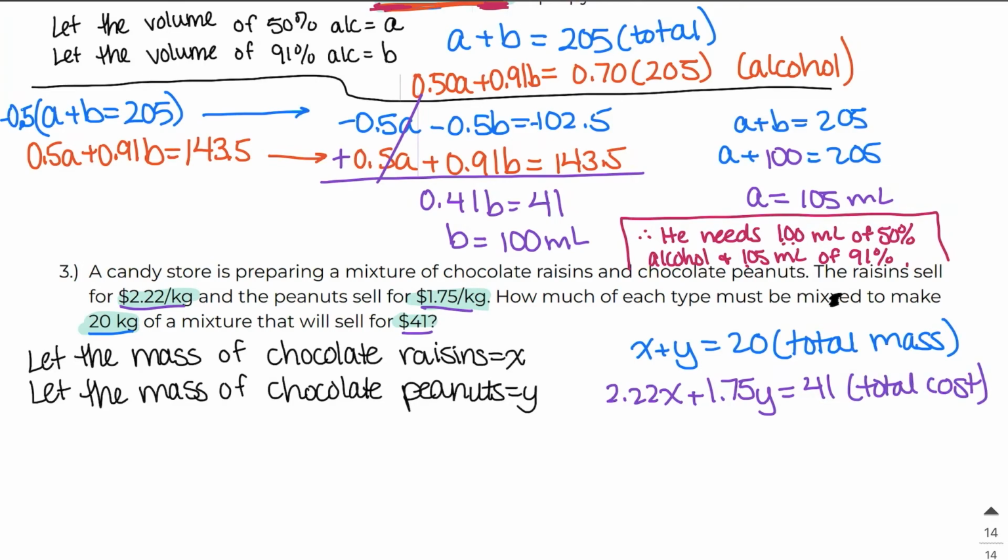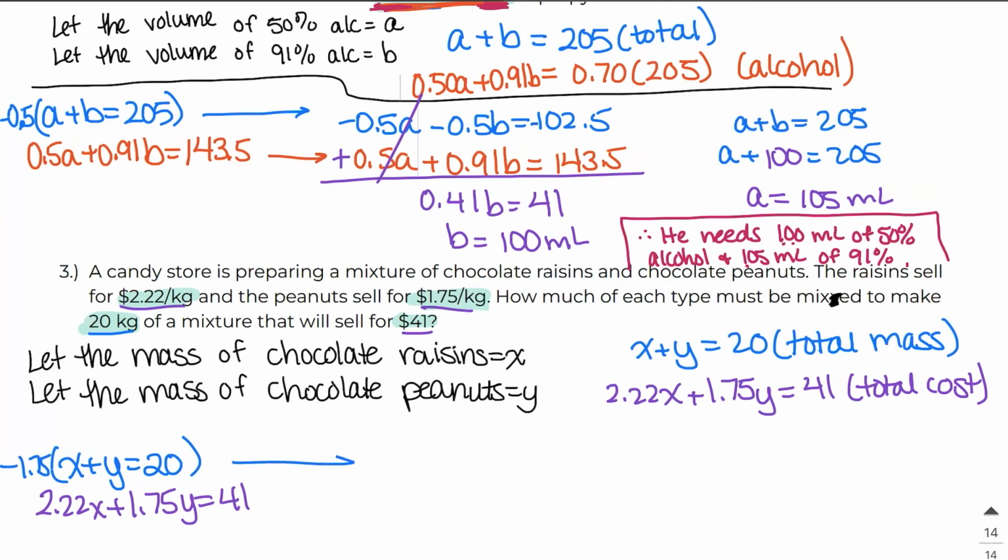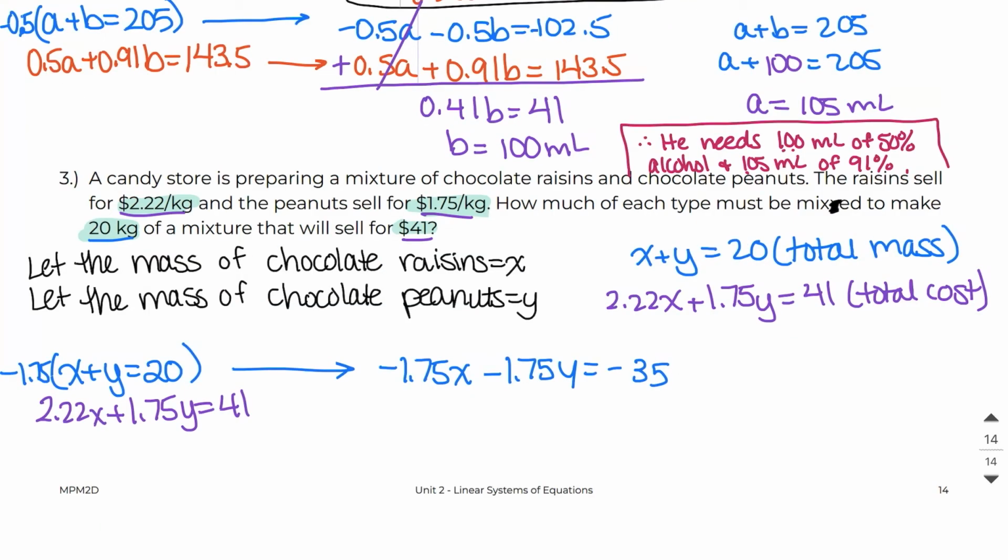So once I do that, I can go ahead and set up my equations right here and decide if I want to use substitution or elimination. And I'll use elimination again. But this time I'm going to eliminate the y's. So that means I'm going to multiply this top equation right here by negative 1.75. So when I do that, I get negative 1.75x minus 1.75y, and that would be equal to negative 35. And then I can just copy down the other equation right here. So here I would get 2.22x plus 1.75y would equal 41.